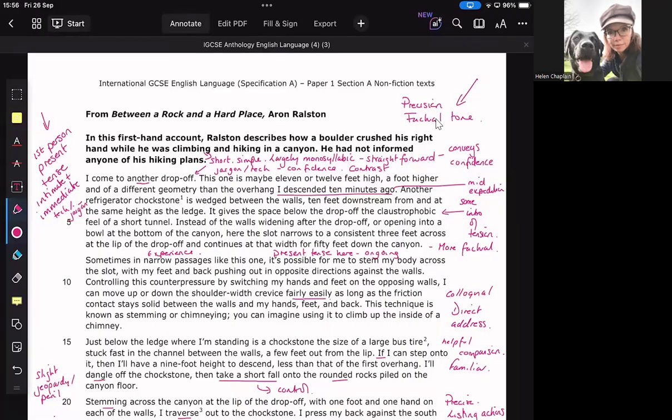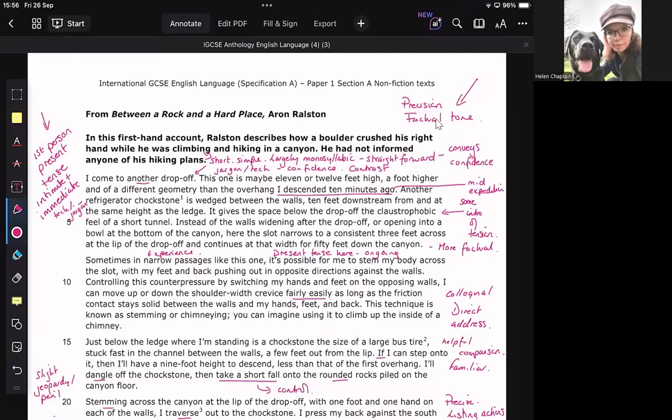This video is looking at Between a Rock and a Hard Place by Aron Ralston, with specific focus on Edexcel IGCSE Specification A, and in particular the 12 marker, which is the language and structure question, and preparation for the 22 marker, which is the comparison with the unseen.